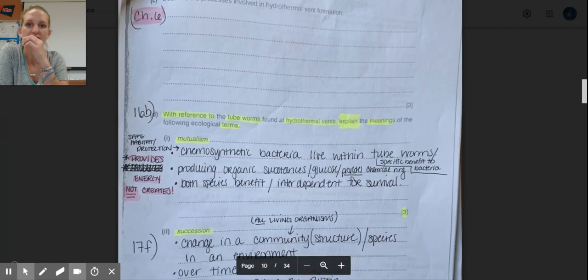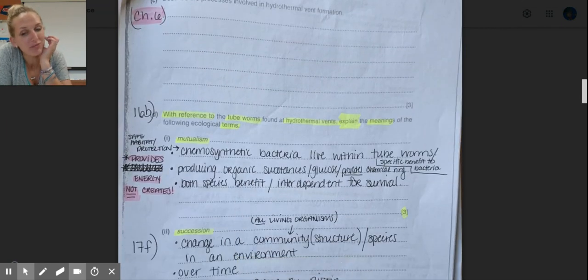Okay. With reference to tube worms specifically, and hydrothermal vents, explain the meaning of the terms mutualism. So for mutualism, that's when both species benefit, and you have to talk about tube worms and hydrothermal vents. So the chemosynthetic bacteria, you can't just call them bacteria because we have bacteria in our body. It's chemosynthetic bacteria because they do chemosynthesis. They live inside tube worms.